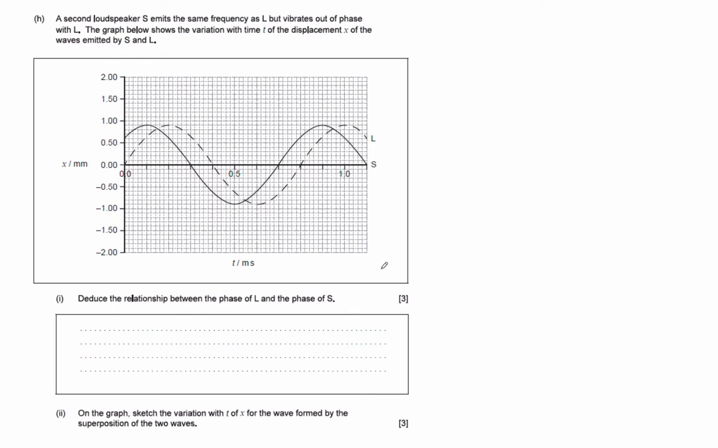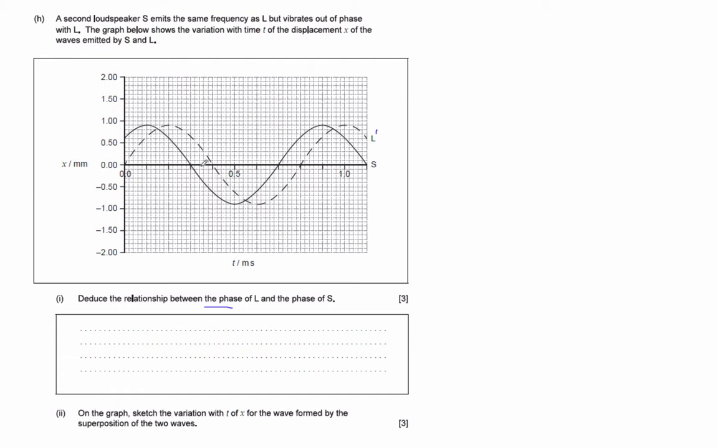Alrighty, so we've got S and we've got L, right? Same frequency as L, vibrates out of phase, and the graph shows the variation with time of the displacement X of the waves emitted by S and L. Determine the relationship of the phase, right? This phase is typically going to be like it's 90 degrees ahead or 90 degrees behind, right?